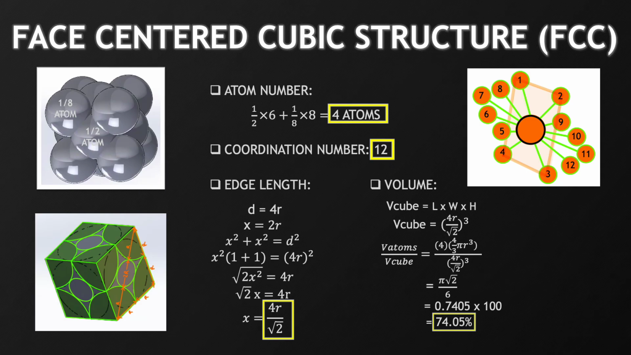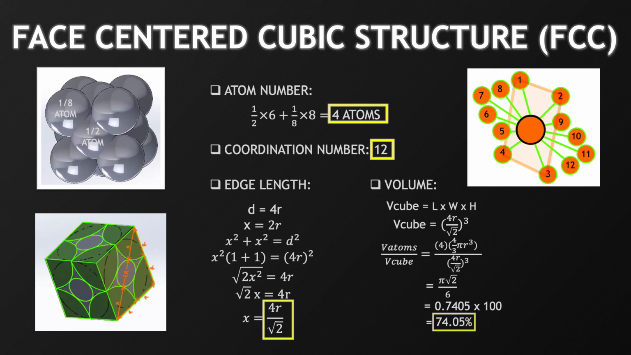Last but not least, face-centered cubic structure, or FCC. There are 4 atoms in this unit cell, and it can be calculated by multiplying half atom times 6 faces of the cube plus 1/8 times 8 corners of the cube. As we see in the left corner picture, there are atoms at the center of each face of the cube. The coordination number is 12, and it is calculated by how many atoms are adjacent to the face center atom.